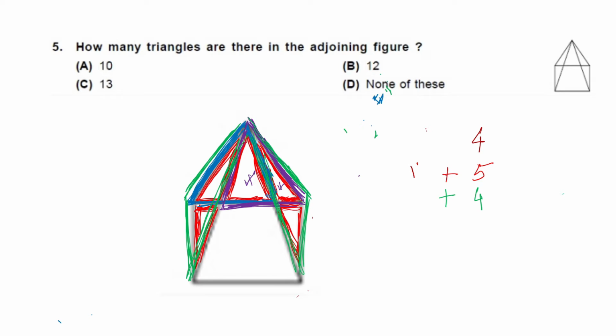Well, can you spot any other? I can't. So I will stop my find here. And then when I add them all together, I reach the number 13. So my answer is option C, 13, which is the number of triangles in this figure.